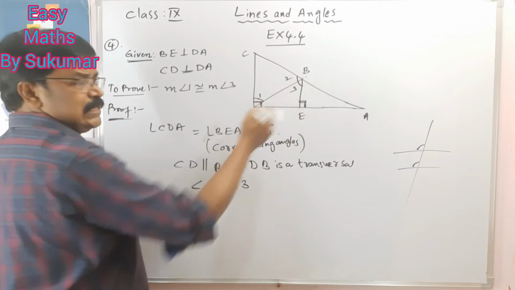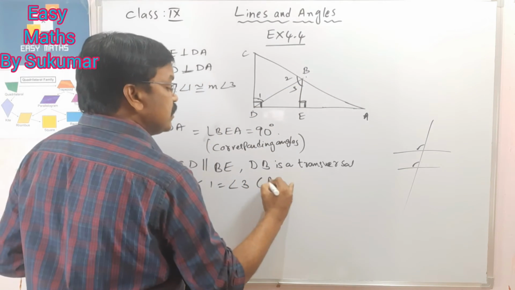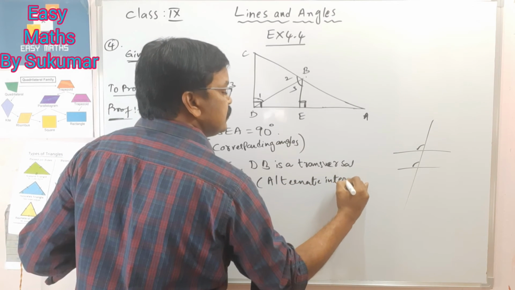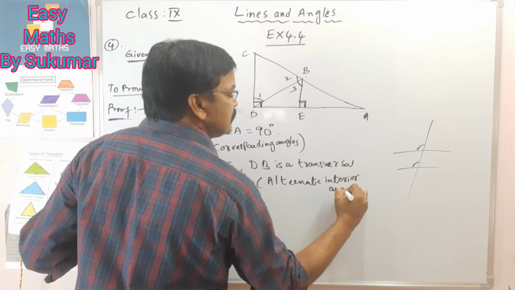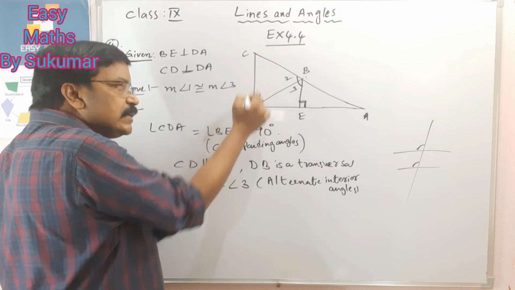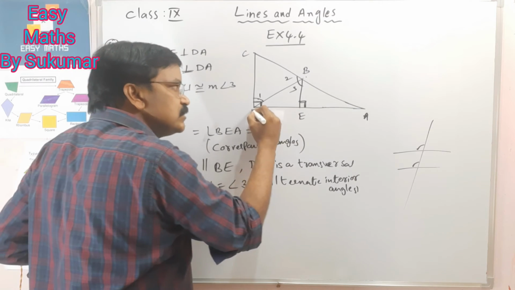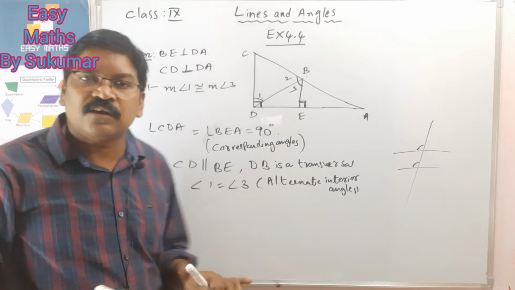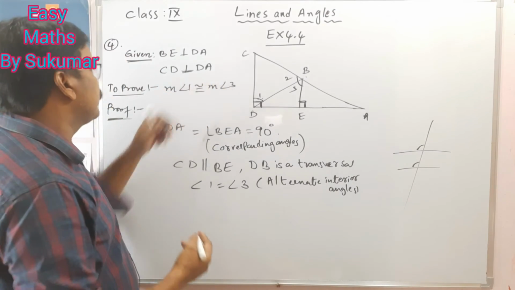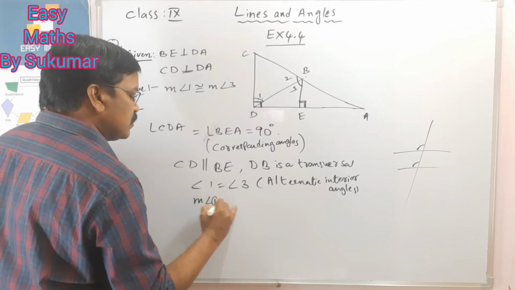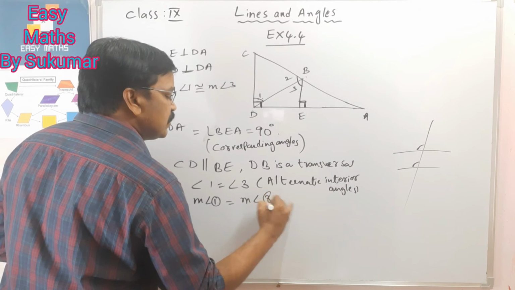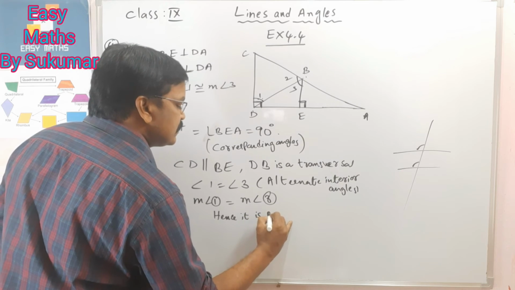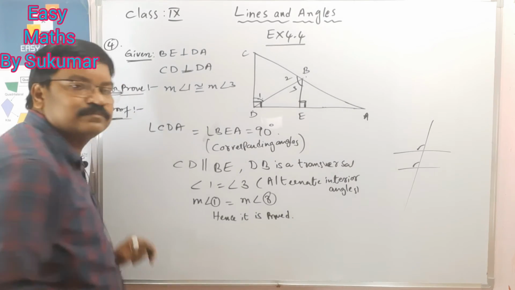What do you call these angles, my dear students? They are alternate interior angles. CD is parallel to BE and DB is a transversal. Then angle 1 and angle 3 are equal. They are called alternate interior angles. So we have to prove measure of angle 1 is equal to measure of angle 3. So hence it is proved.